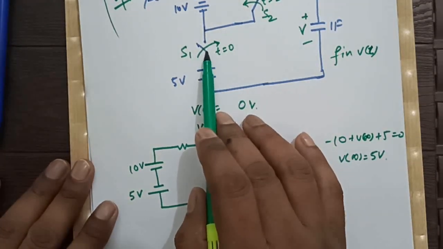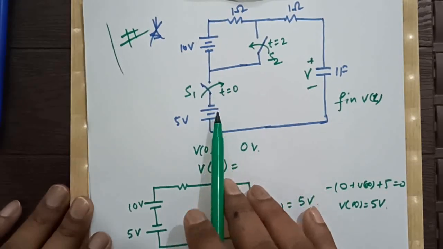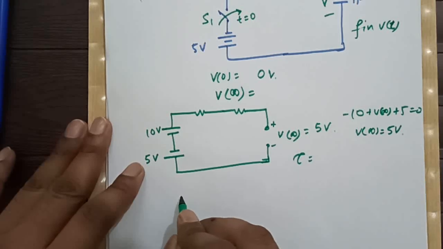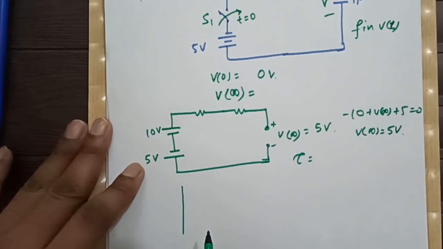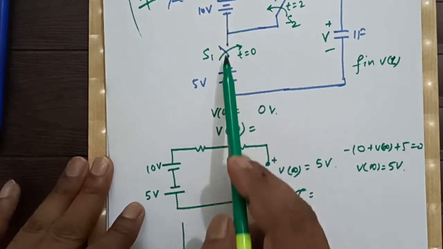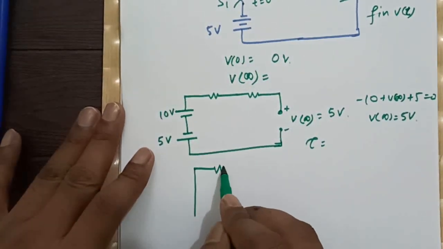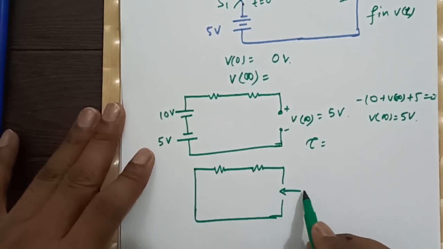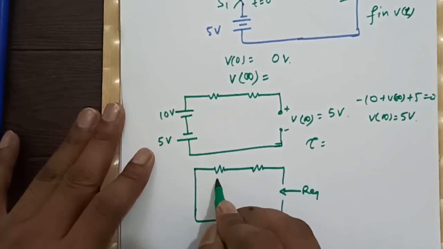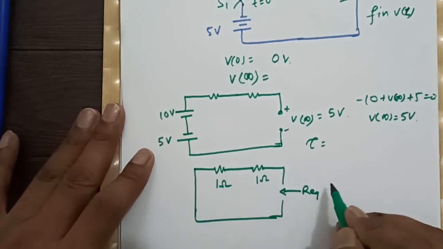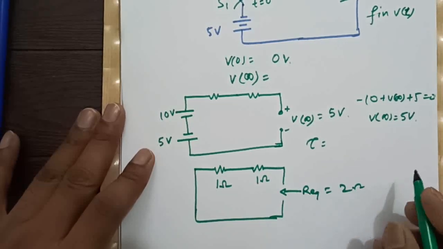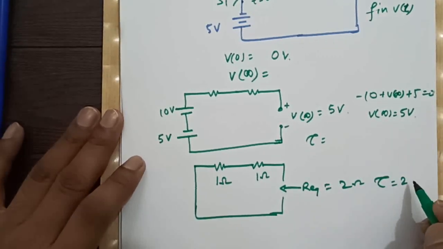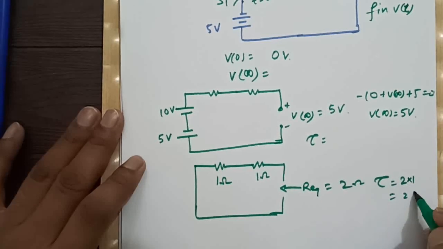Since at time t equal to 0 this switch is closed, so for calculation of time constant or the R equivalent, what will be the scenario? These two sources will be short circuited, one resistor will be there, one resistor will be there, and this is our R equivalent. This is 1 ohm, this is 1 ohm, so R equivalent is 2 ohm and tau will become RC. Our R is 2, C is 1, so it is 2 seconds.